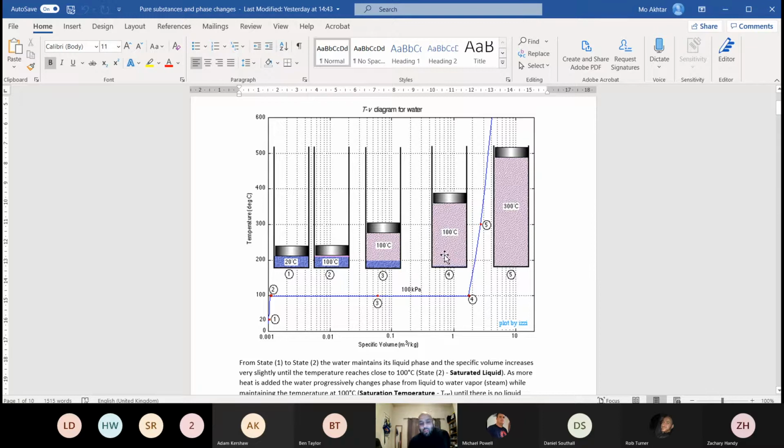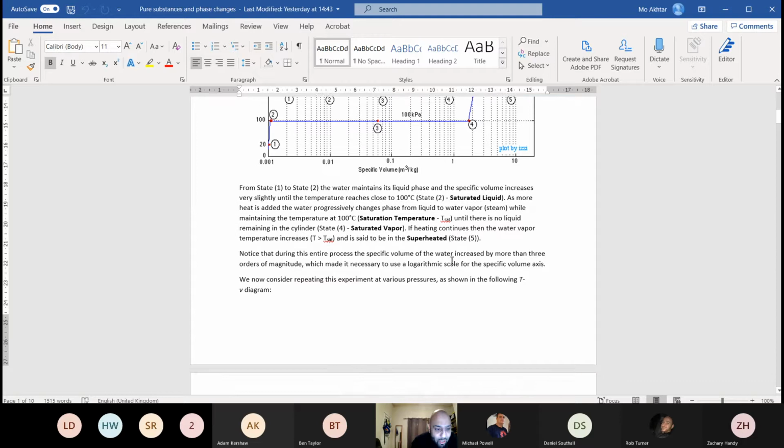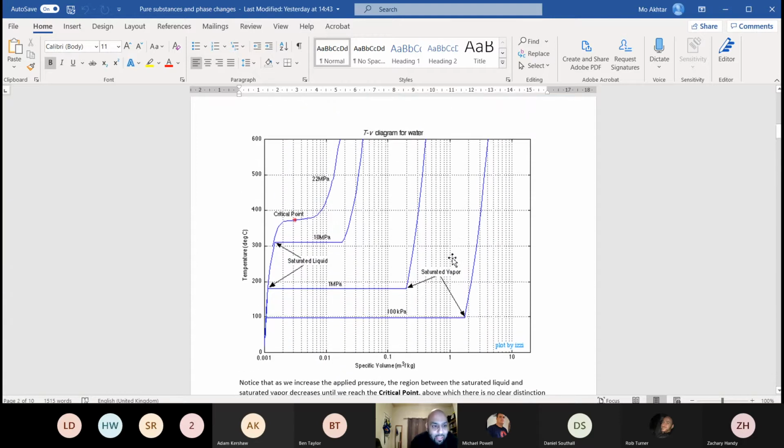Now, different pressure values are going to have different boiling points, so they're going to have different lines. That's what you're going to see in a second. So this is your temperature versus specific volume. Here are some examples. This is your room temperature, roughly 100 kilopascals. Then you've got one megapascal. So this is what the saturation temperature should be. These are your saturated vapor points when it shoots off.